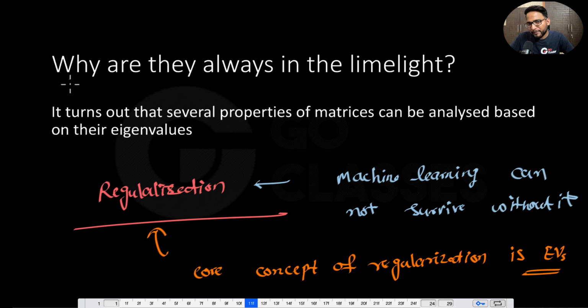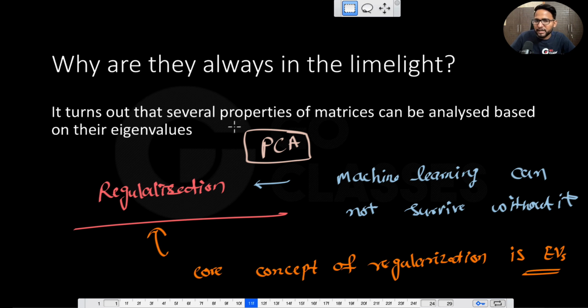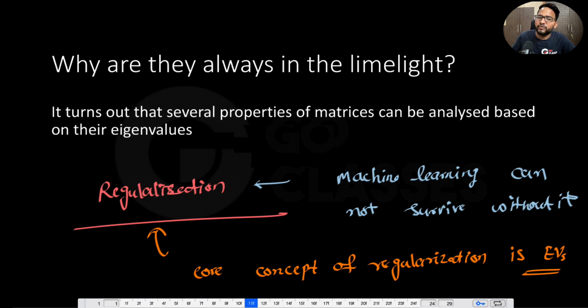Now there are many applications apart from regularization also. There is one application called principal component analysis, an extremely popular application that is based on eigenvectors only. There are something called principal components, and those are the eigenvectors of some matrix. So there are many important applications apart from regularization, and that is why eigenvalues and eigenvectors are very popular and very much needed in machine learning.